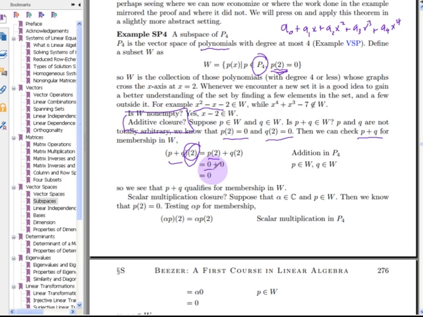Okay, and then P of 2 is equal to 0 because 2 is a root of P, and 2 is a root of Q, so we get 0. So yes, the sum of two polynomials that have 2 as a root also has 2 as a root.